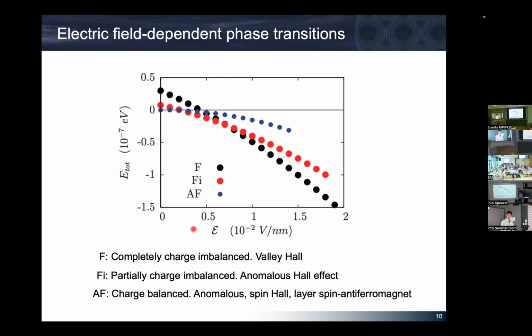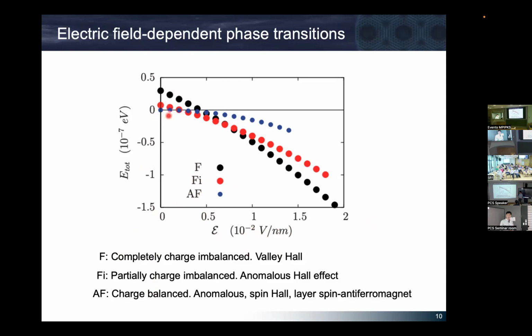So we distinguish the completely charge imbalanced valley Hall phase, or partially charge imbalanced pseudospin ferromagnetic phase, and the charge balance configuration, the so-called pseudospin antiferromagnetic phase. Therefore, this is a representation of the total energy as a function of applied electric field. So for zero electric field, we would naturally favor the charge balance, the pseudospin antiferromagnetic phase represented with this blue line.